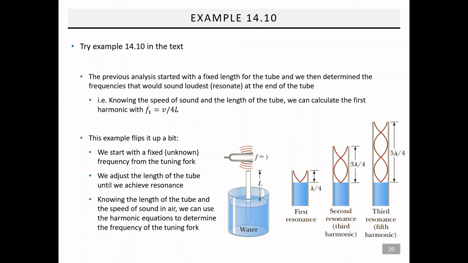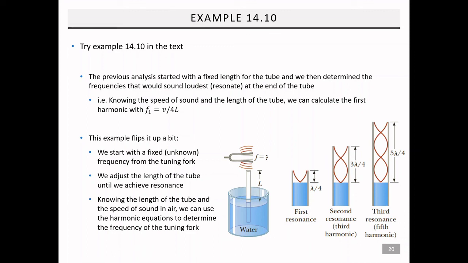This example flips it up a bit. So you start with a fixed frequency at the end of the tube. You start with a tuning fork that has a fixed frequency. And then you adjust the length of the tube by moving it up and down in the water. So then the length of the tube will be from the open end to where the water starts.